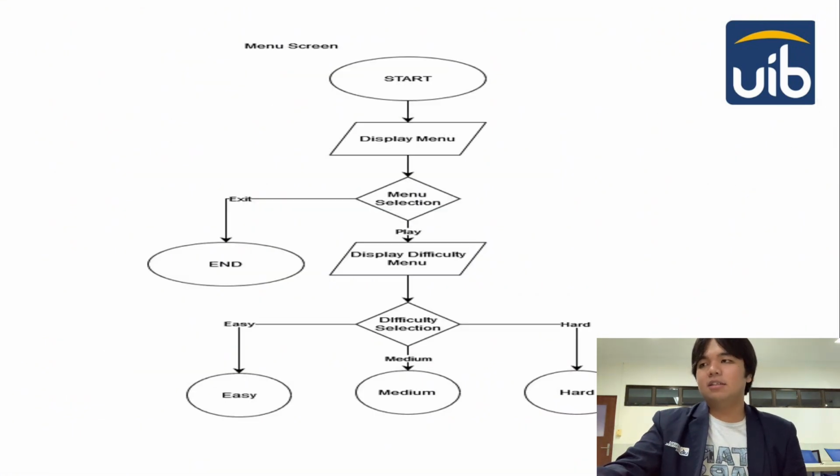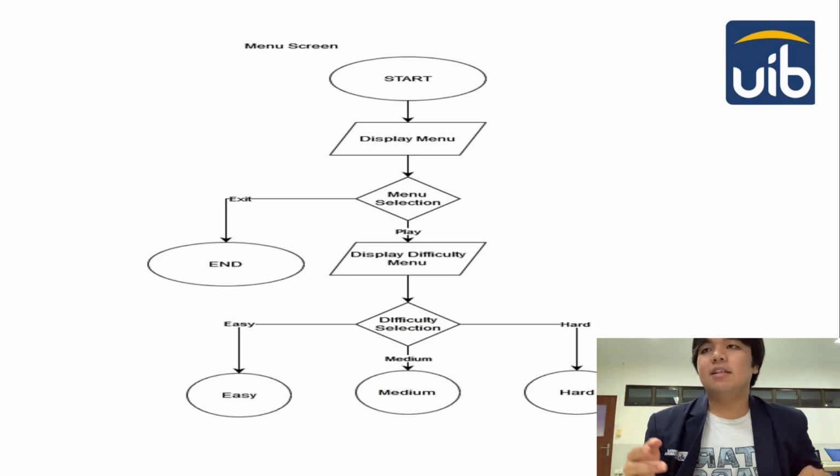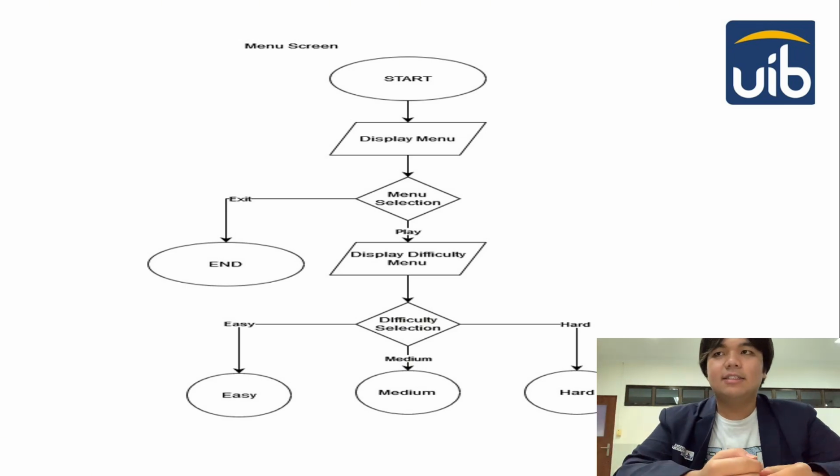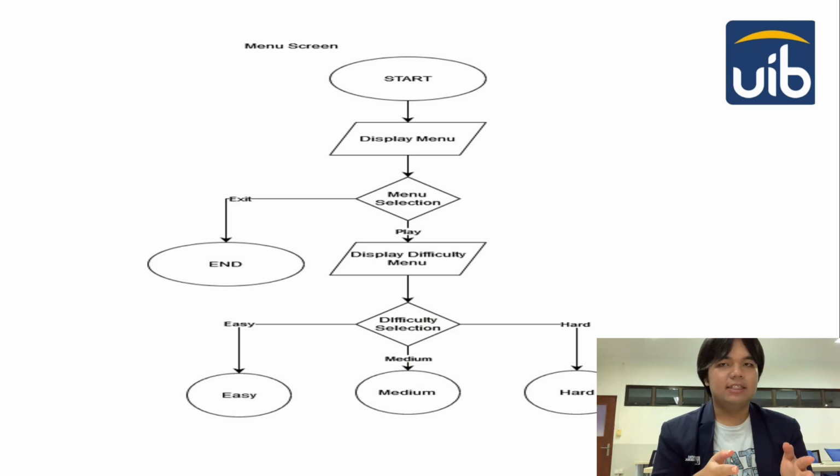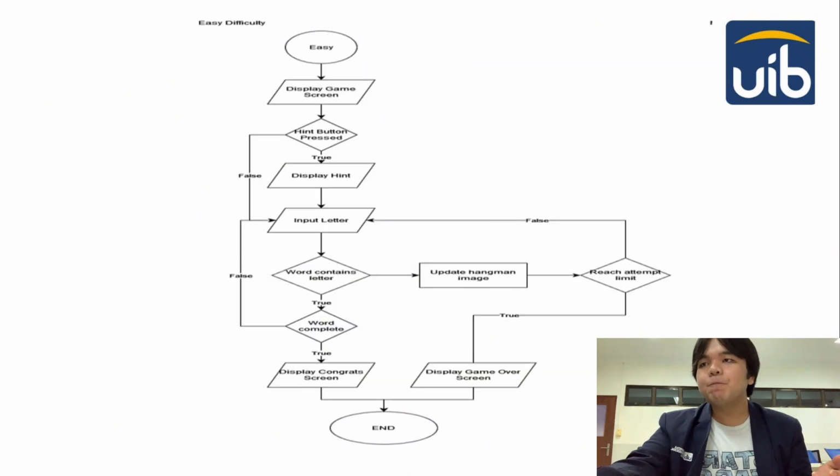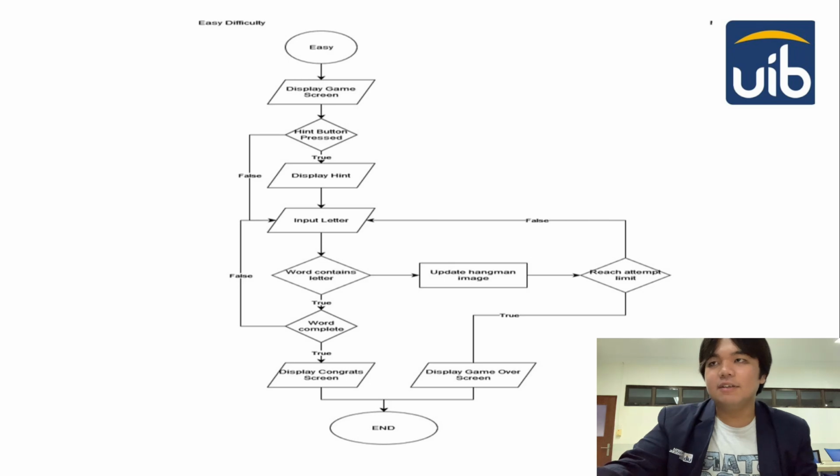And so here's the flowchart of the menu screen. You can see this is the start, go to display menu, and we have the decision of menu selection. If we choose exit, then it's the end. And if we choose play, we display a difficulty menu, where we choose easy, medium, or hard. If we choose easy, this is the easy flowchart.